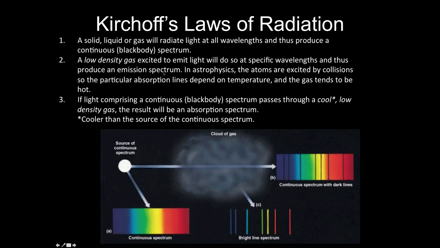In astrophysics, atoms are excited by collisions, and the hotter the gas, the more kinetic energy the atoms have, so the more the electrons are excited. So you tend to see emission spectra from gas that is low density and hot. On the other hand, if the gas is low density and relatively cool, and light from a continuous spectrum passes through it, you're going to end up with an absorption spectrum. And these three possibilities are outlined in this figure below.